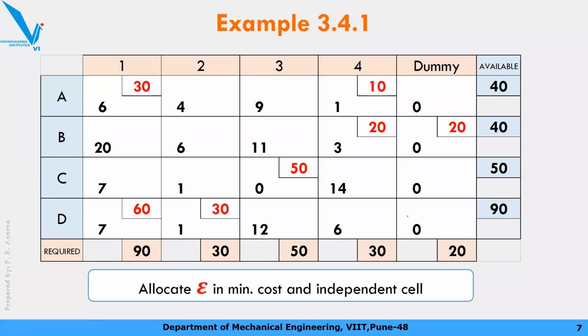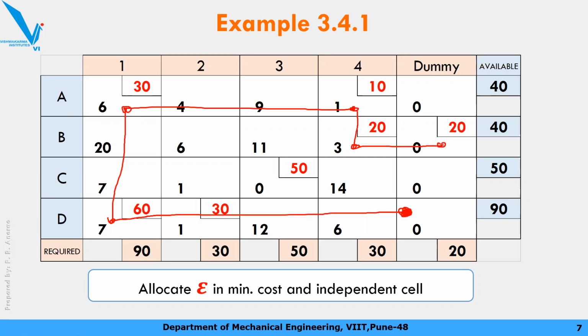Check out the next one. If I select this location, the corner point, okay, let me check, is this an independent cell? देखो jump मार सकते हैं यहाँ से. I can create a loop like this. And I can come back here. So this cell is also not the independent one.